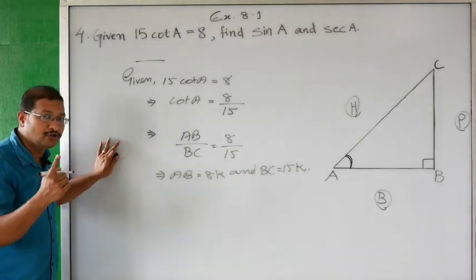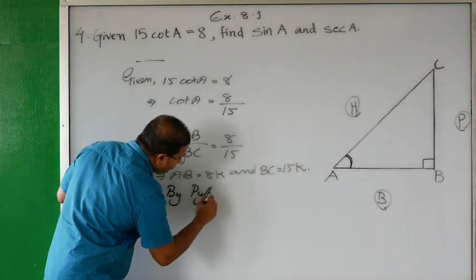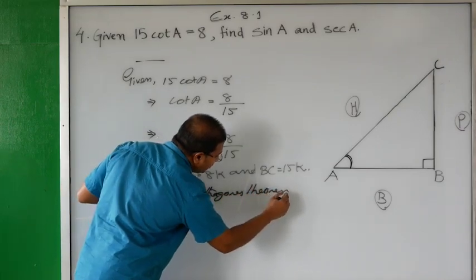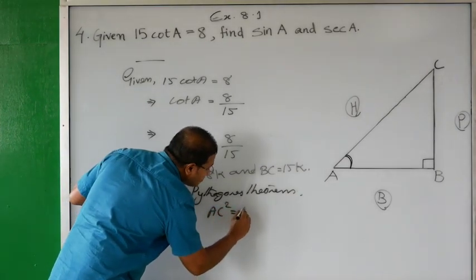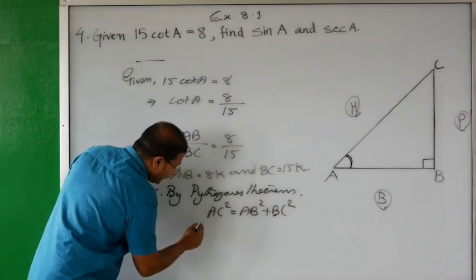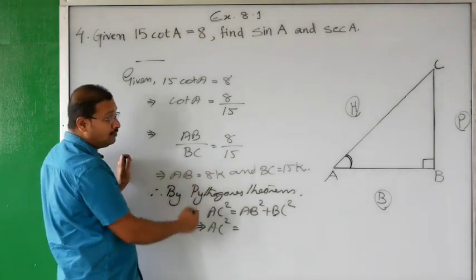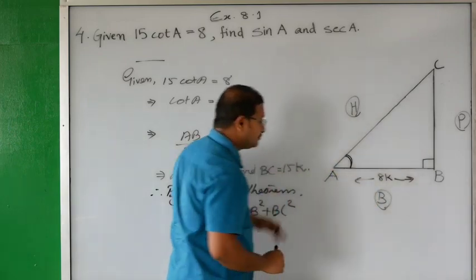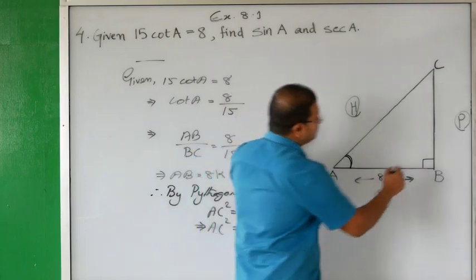Ready? Now we will use Pythagoras theorem. The longest side, what is that? AC. AC square equals AB square plus BC square. We don't know the value of AC. Just keep AC square equal. AB is what? AB, we got it now, 8K. So I'm writing here 8K. Ready? And BC, what is BC? BC is 15K.